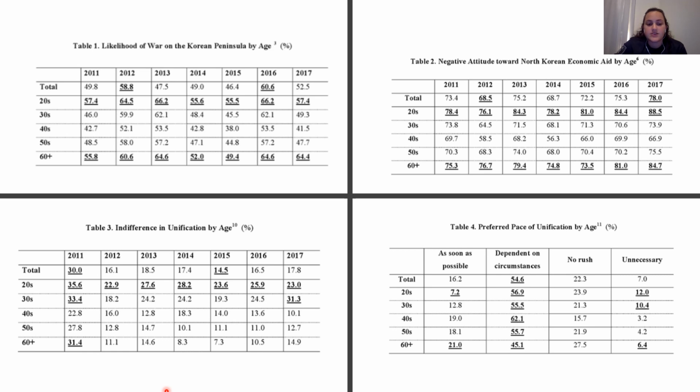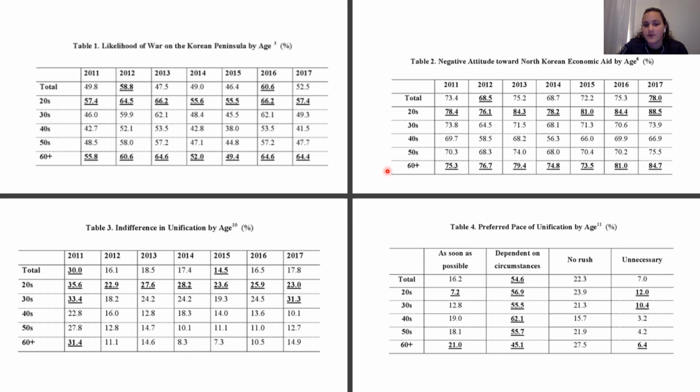So these are the charts taken directly from the previous survey, thoughts on reunification. Looking at these charts, Table 1, likelihood of war, you can see that the people in their 20s and the people above 60 all show the same kind of idea of likelihood, and it decreases with the people in their 40s. So it did that sloping thing and then went back to what it was before. Again here, negative attitudes towards North Korean economic aid.